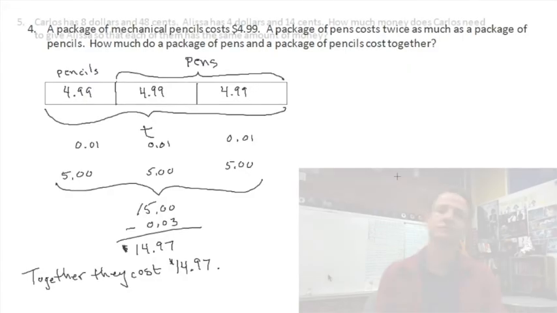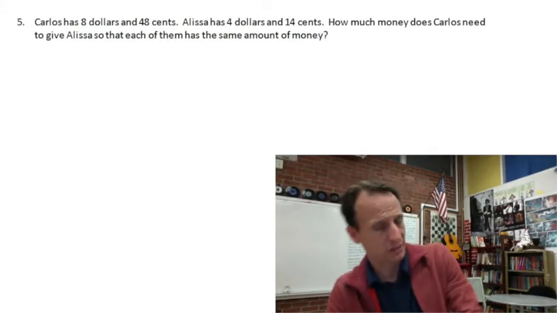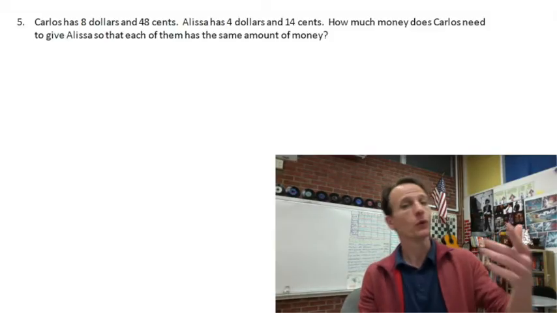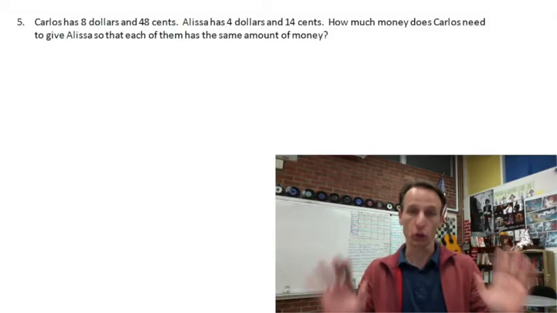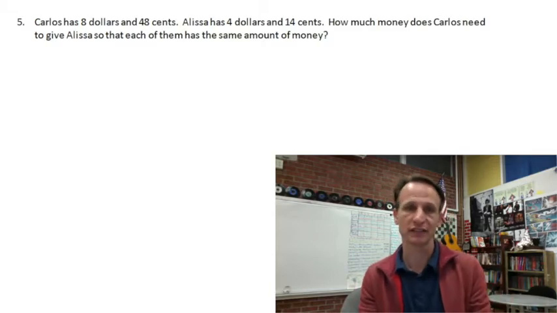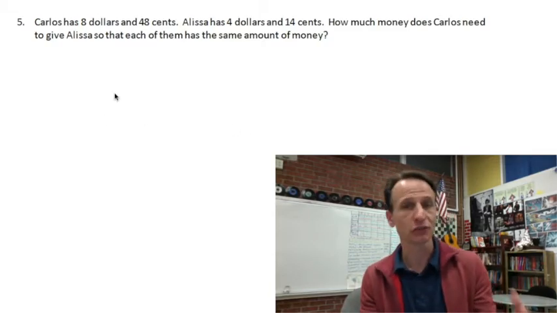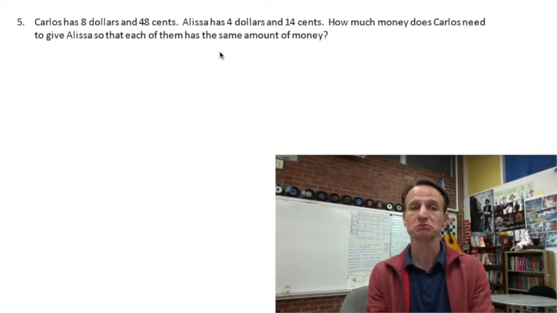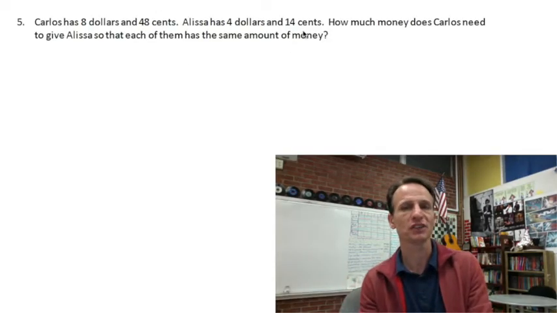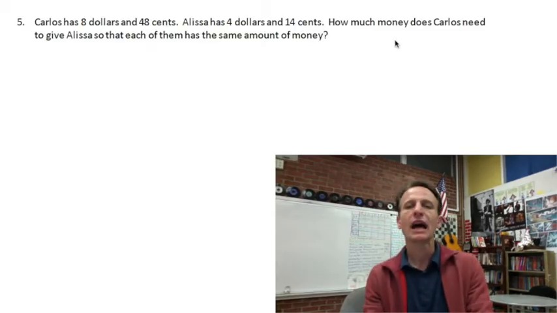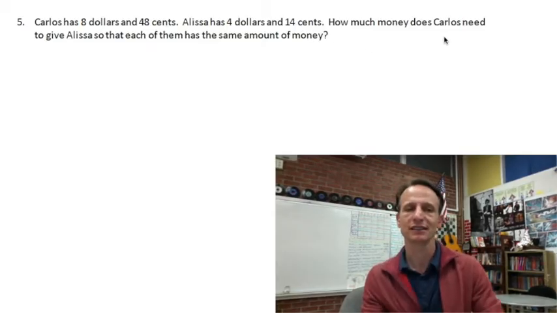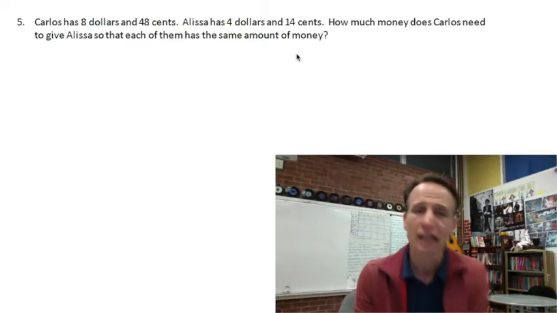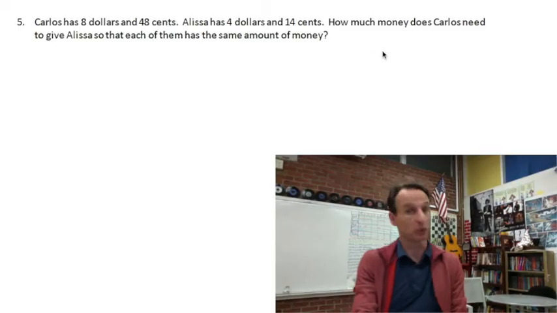Number 5. Well, after our brief excursion, number 4, into the land where there are products at certain costs and no one buying them, we are back to human beings who have money and want to buy stuff just like us. Carlos, for example, has $8.48. Alyssa, okay, she has $4.14. How much money does Carlos need to give Alyssa so that each of them has the same amount of money?